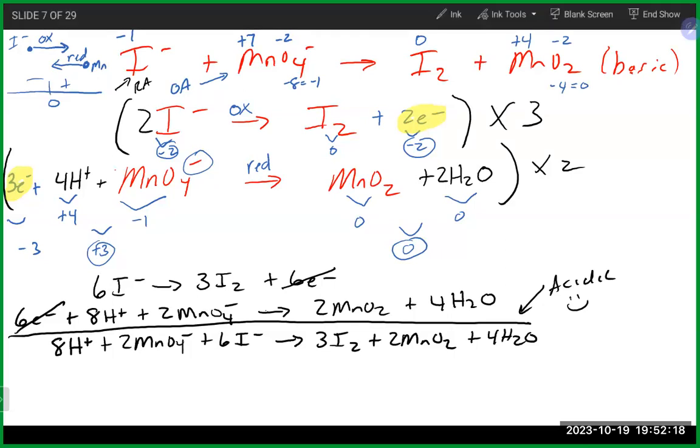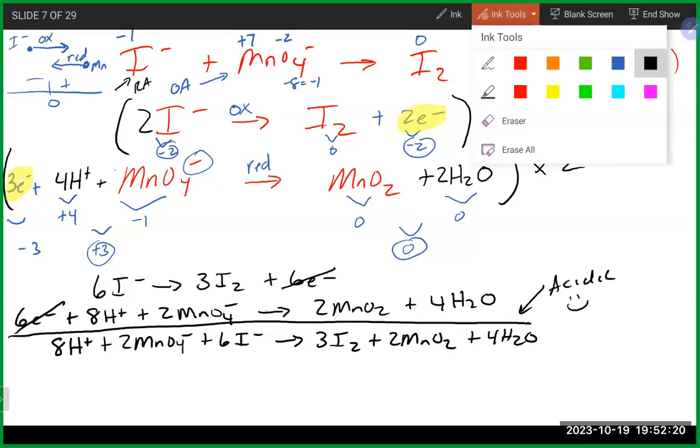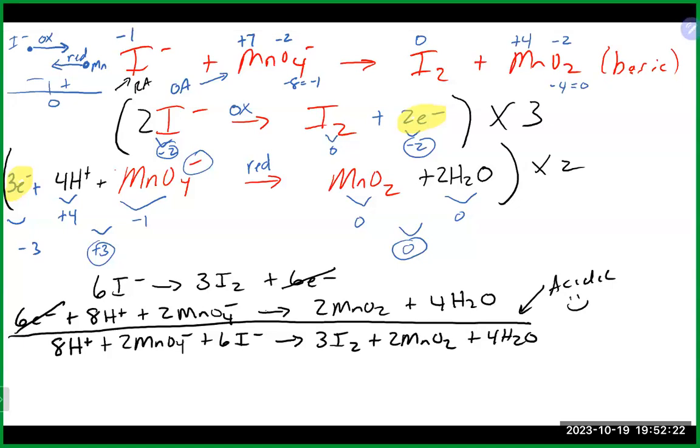So to turn it to basic conditions, this is the part where we add OH minus to both sides, and it's going to be equal to the number of H pluses I have. So in this case, I have 8 H pluses, which means I'm going to add 8 OH minuses to the left and 8 of the OH minuses to the right. Once again, on the side where you have OH minus and H plus, these guys are going to come together to make 8 waters in this case.